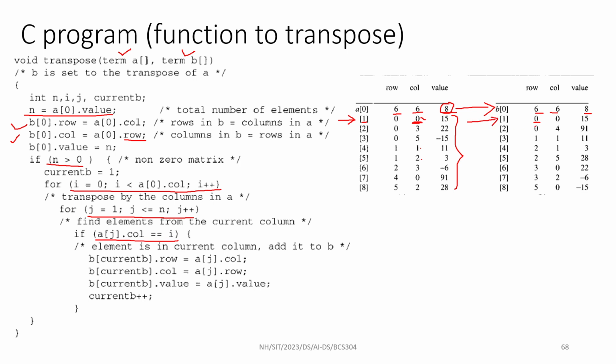While transferring, you have to change the column to row, row to column. That is why A of j, that row is now our column value. Earlier row value is now column value. Earlier value is our value only. So that means we have put this one. Now we have to go to the next location. For that, you have to change the location, current B++.